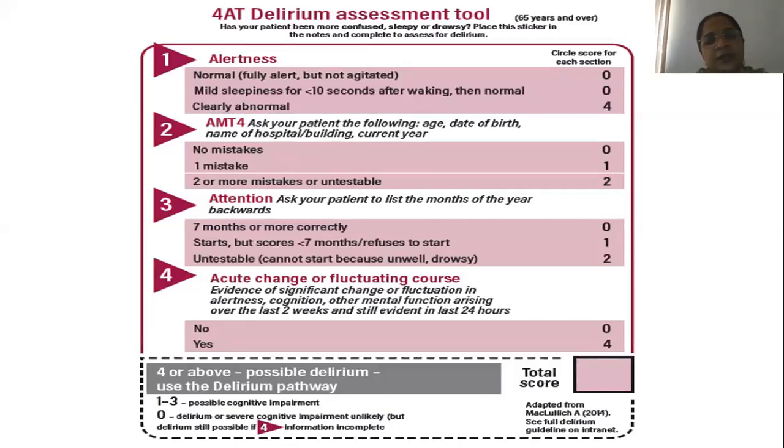Usually used in patients who are 65 and above, but is very useful in other patients as well, as what I understood from my literature search. The 4 A's in this are alertness, AMT4, attention, and acute change. I'll come to each one right now. So alertness, obviously, whether the patient is alert or not: mild sleepiness for less than 10 seconds after waking, then becomes normal, and clearly abnormal.